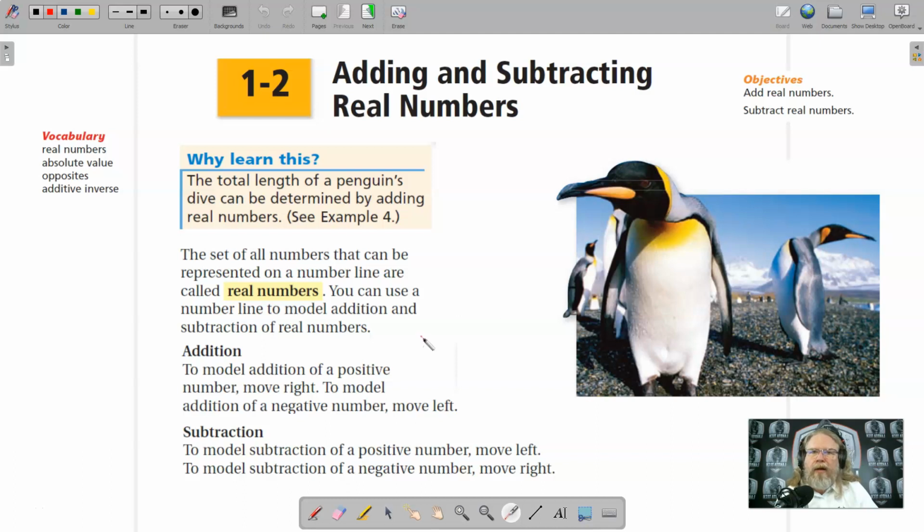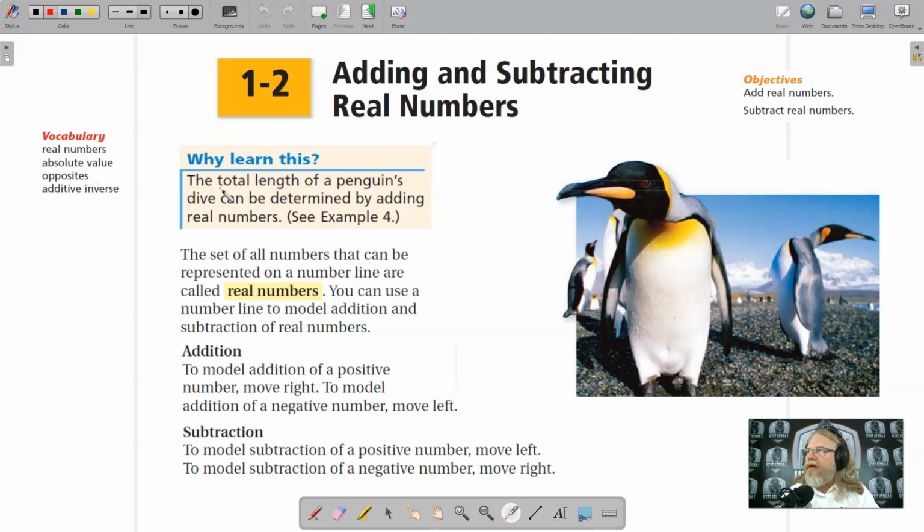Hello, this video is for Algebra. It's textbook chapter 1, lesson 2. It is titled Adding and Subtracting Real Numbers, where our objective is to add real numbers and to also subtract real numbers. The vocabulary for this lesson is real numbers, absolute value, opposites, and additive inverse.